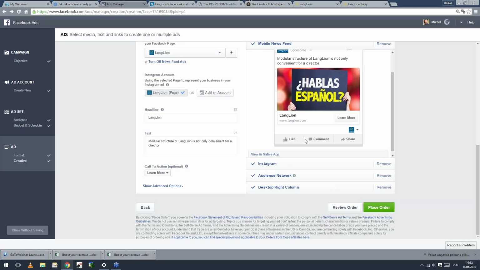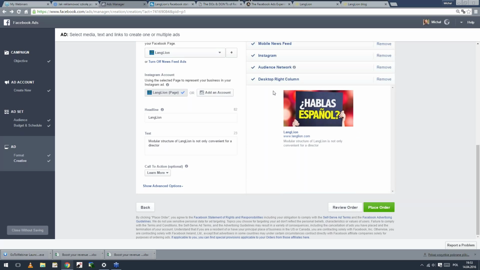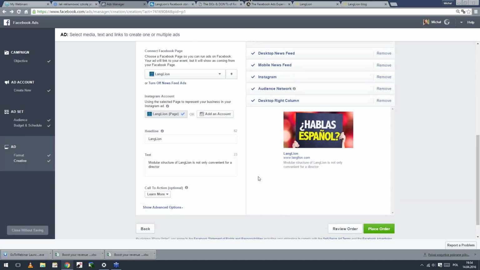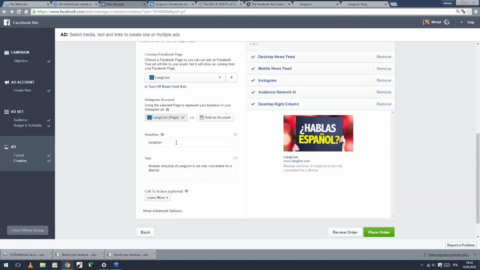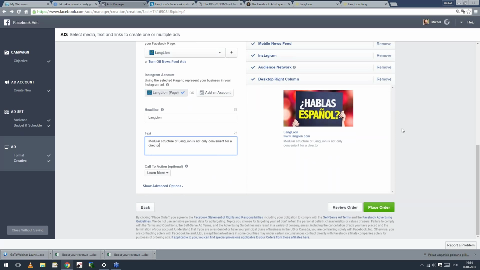It's okay. Also, you can decide whether you would like to include your advertisements for redirection to your website on the right column. My opinion, don't do this because it's not effective. For us it wasn't effective, and for my customers it wasn't effective either. So focus more on the newsfeed. This is of course my suggestion. Remember, text, headline, and do not overuse the amount of text.